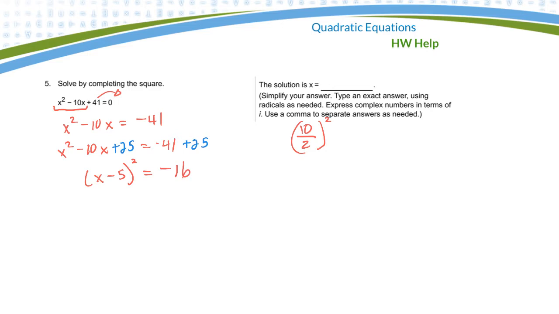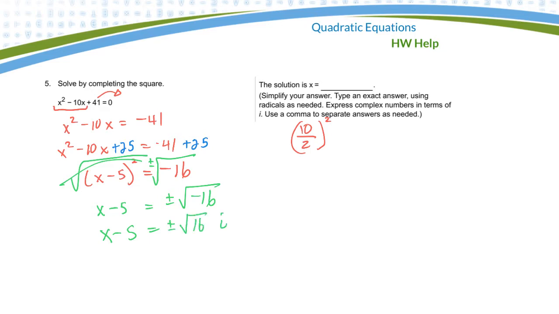Now I'll use the square root principle to cancel that square. If I do it there, I have to do it here too with my plus or minus. So I have x minus 5 is equal to the plus or minus square root of negative 16. Okay, dealing with a negative under the square root, I can change that to plus or minus root 16 i. And then the square root of 16 is 4. So that'll be plus or minus 4i. Now to solve for x, I need to move the 5 over to the other side, so I'll add 5 to both sides. So it'll be a positive 5 plus or minus 4i.